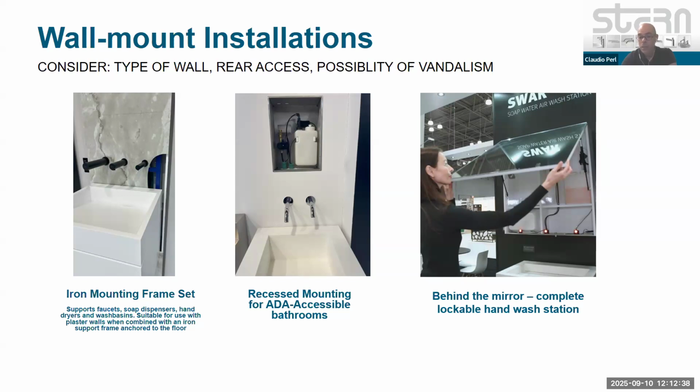And the third group is what we call a wash station, or behind the mirror, lockable mirror. By lifting the mirror, you have direct access to the installation, and basically you can also perform any type of maintenance or simply replace the soap.